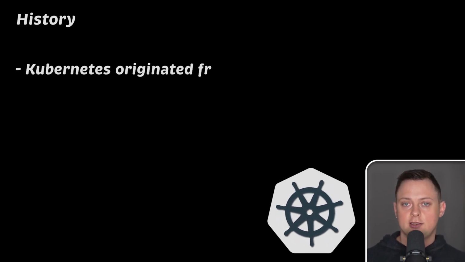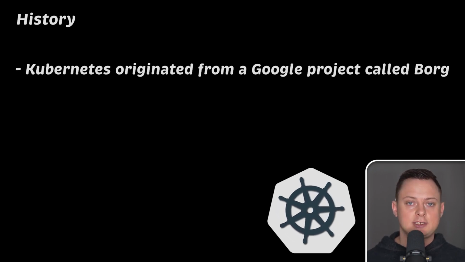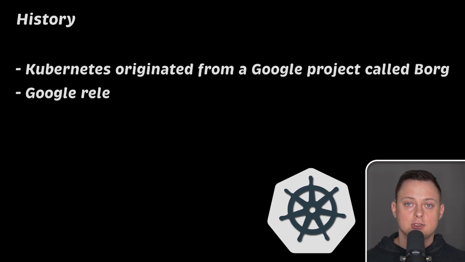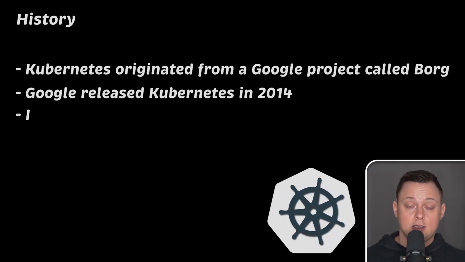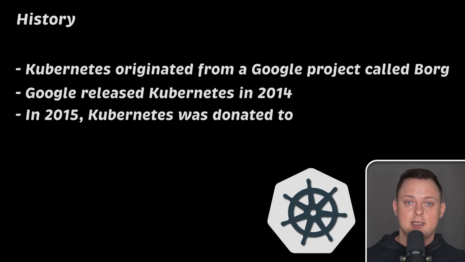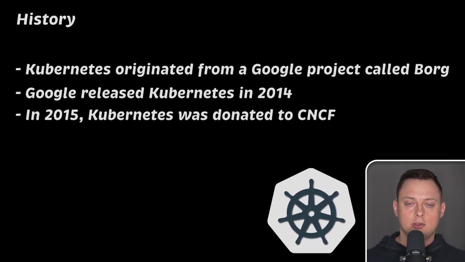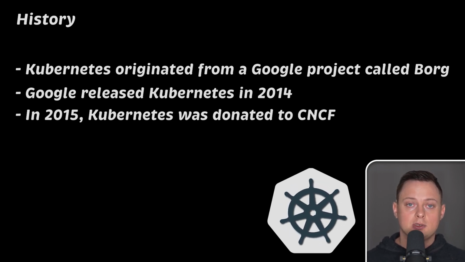And before we dive into the Kubernetes internals, let's briefly talk about Kubernetes history. Kubernetes originated from Google project called Borg, which was a large-scale internal container management system. Google released Kubernetes as open source project in 2014. And in 2015, Kubernetes was donated to Cloud Native Computing Foundation, which is a part of Linux Foundation, to ensure its continued growth and open governance.